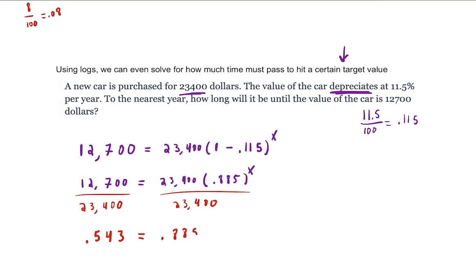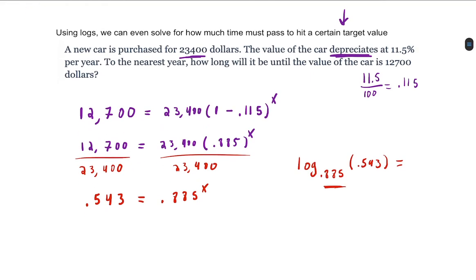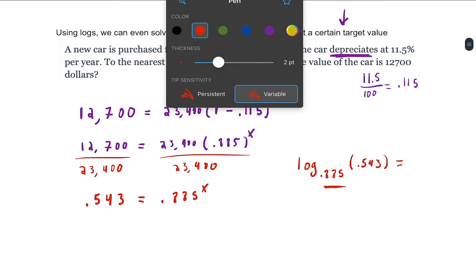And so we're basically asking the question: how many times do I have to multiply 0.885 by itself till it gives me a total decay of 0.543? If you have a fancy calculator, you can just do the log in base 0.885 of 0.543. What power of 0.885 is 0.543?